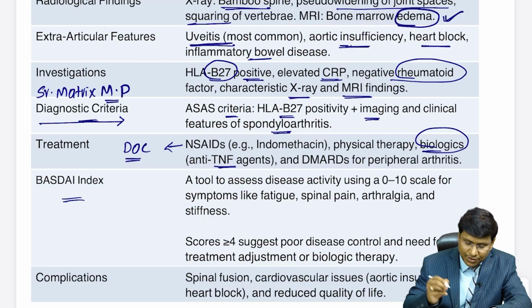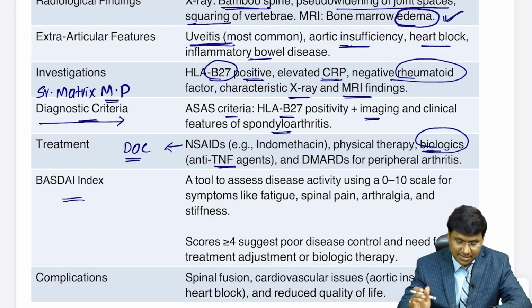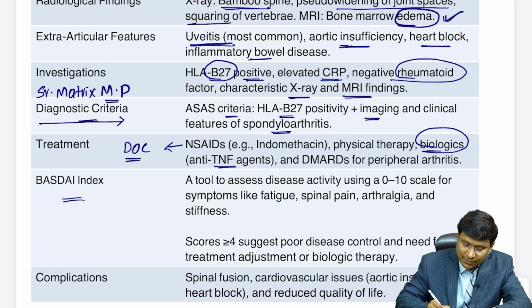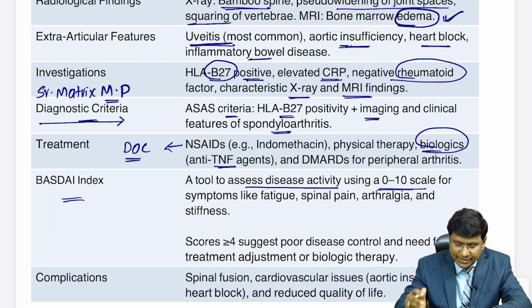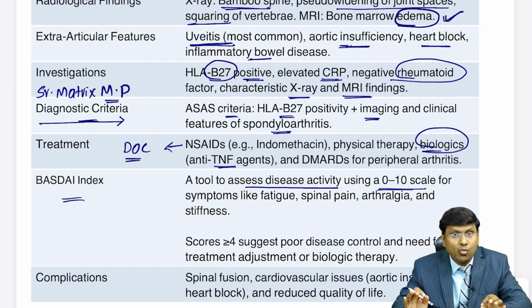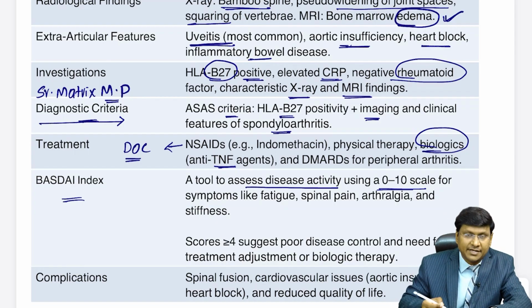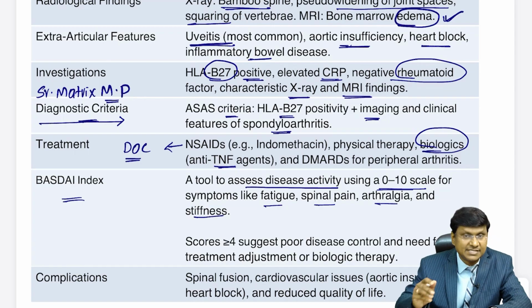And you need to be very much aware of an index, that is the BASDAI index, that will tell you about the disease activity by using a scale of 0 to 10. And in this particular scale of 0 to 10, what are the symptoms which are taken? Fatigue, spinal pain, arthralgia, as well as stiffness.